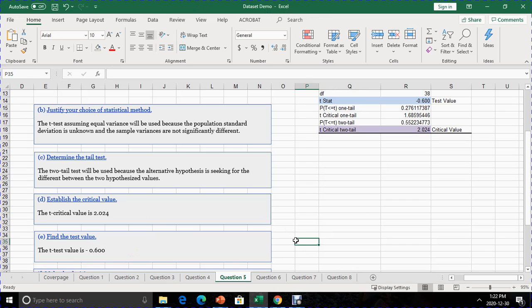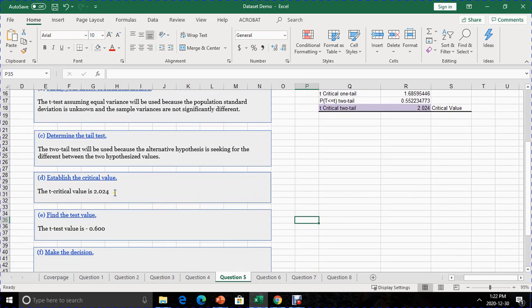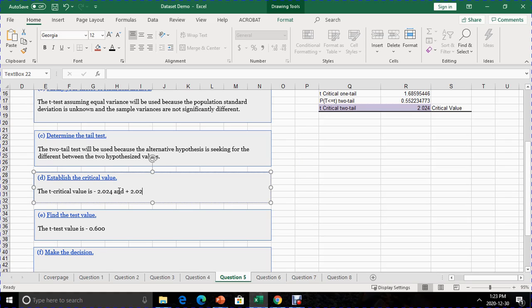Now, something else I need to remind you here is that because we are dealing with two-tail, it means our critical value of 2.024 will be a plus or minus, because on the right side it will be positive, on the left side it will be negative, because we are taking a look at two-tail. So the tail to the left will have a negative 2.024, and on our right we'll have the positive 2.024, right?